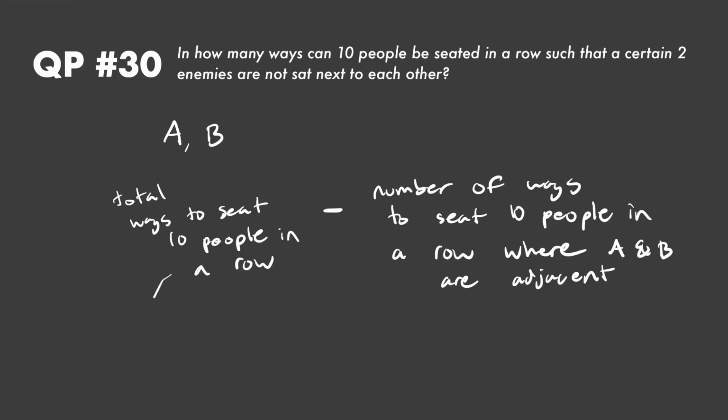So let's calculate this first, the total number of ways to seat 10 people. Well, we have 10 places to put our first person, 9 to put our second, and so on. So it's going to be 10 factorial different ways to place 10 people in a row. It's just the number of permutations.